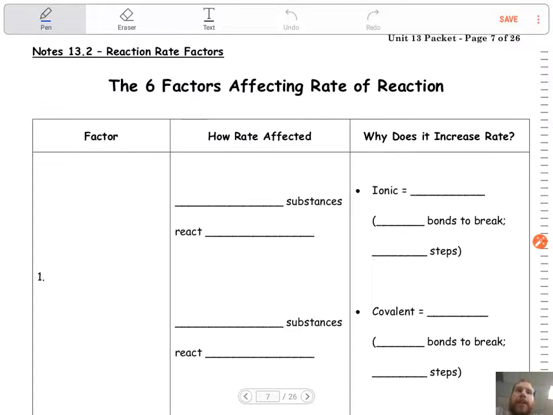One thing I encourage you guys to do after we go through the notes, I highly recommend making flashcards to have the factor listed on one side and then how and why the reaction rate is affected on the other side. It's a really big encouragement to help you study. It's a good study tool because I guarantee you will be asked questions on the regions like this.